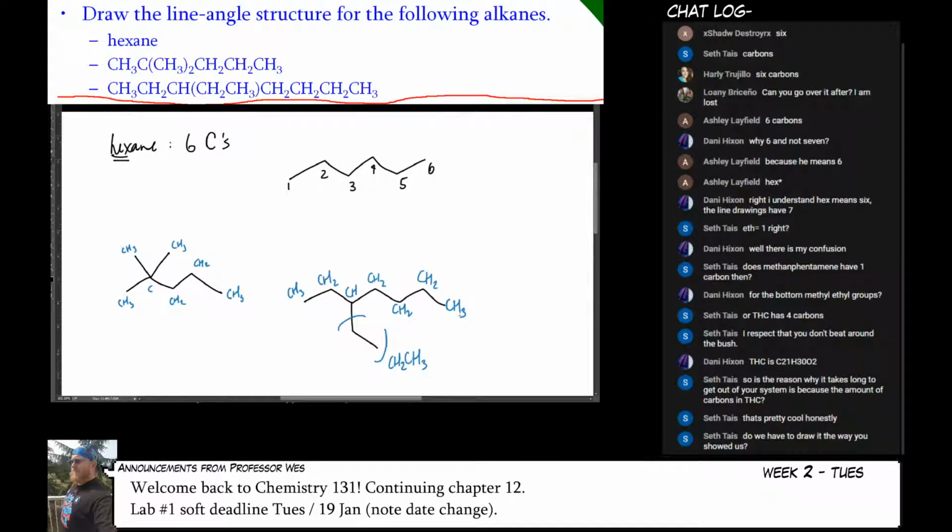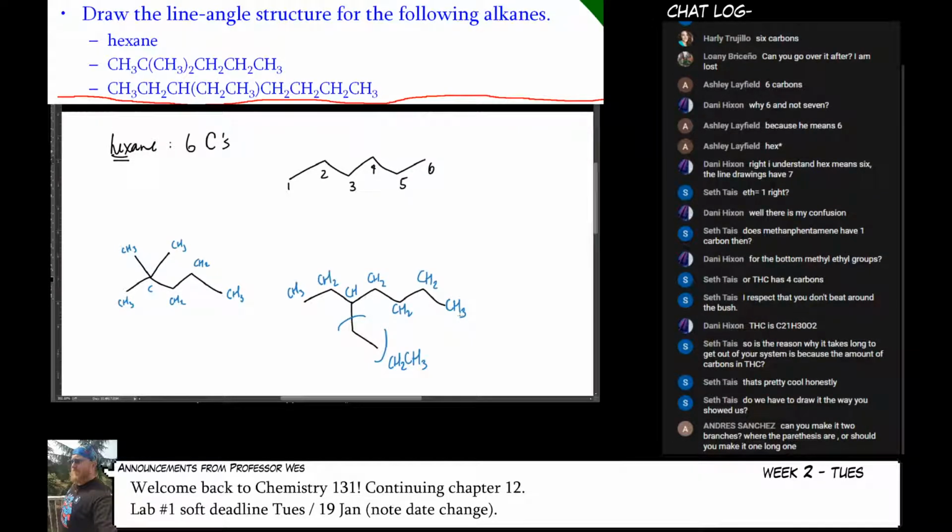Do we have to draw it the way you showed us? Have we talked about conformations yet? I'm trying to remember. There's so much in this chapter that it all blends together. Yeah.